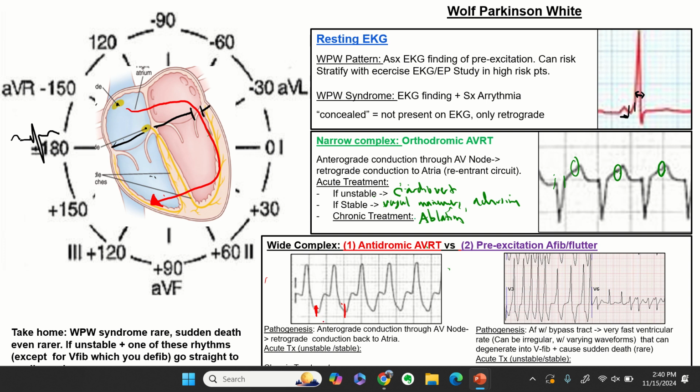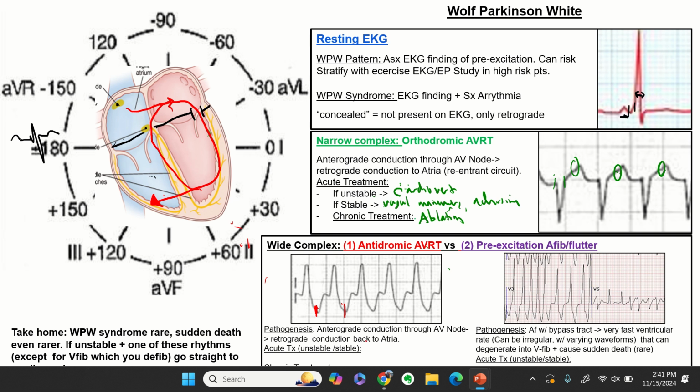It's going to be very inefficient. It's just myocyte to myocyte conduction, which is very slow, which is why you're going to get a wide QRS. Any wide QRS means that there's slow myocyte to myocyte conduction for some way, shape, or purpose. Then it goes back up into your atria and causes this reentrant loop.